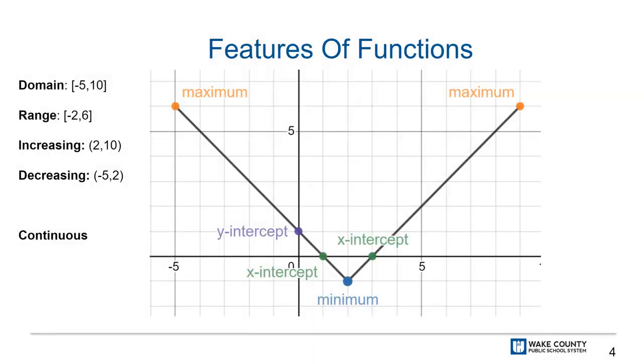Here's an example of a function with most of its key features labeled or described. You can see the domain, range, and intervals where the function is increasing or decreasing labeled to the side of the graph. You can also see that this is an example of a continuous function. Other key features are labeled on the graph itself. At this point, you may not understand how to determine these key features, but you can begin to think about what these terms mean.